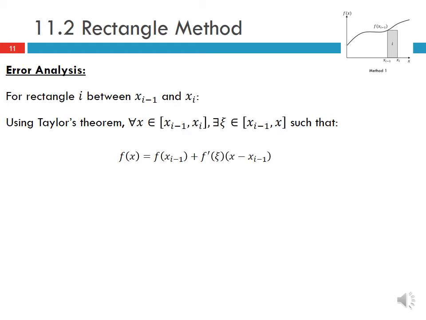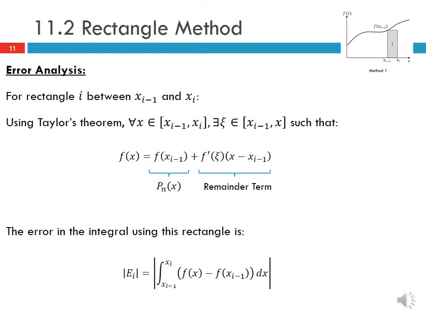This is just the Taylor expansion of our function f(x) about the base point x_{i-1}. If you recall from our Taylor expansion, the first term here is the Taylor polynomial, and the term with the c is the remainder term. We can use this to help us understand the order of accuracy and the error associated with the rectangle method.